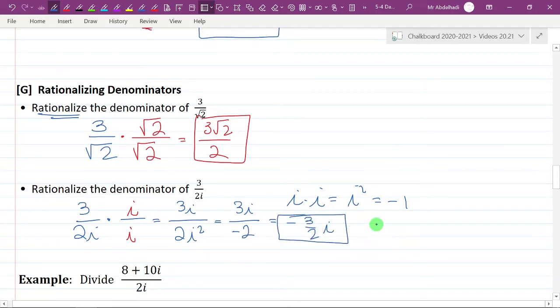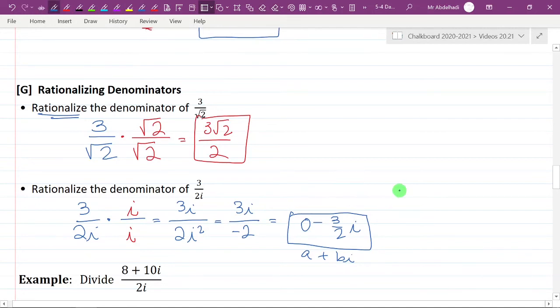And there you go. But wait, oh, that's not a plus bi form. You want to make that a plus bi, you need to put a 0 minus. Okay, there you go. Now it's a plus bi, where b is -3 over 2. So that's how you rationalize a denominator when there's a single term in the denominator. If it's a square root, just multiply by the same square root. If it's an imaginary number, multiply by i, top and bottom.